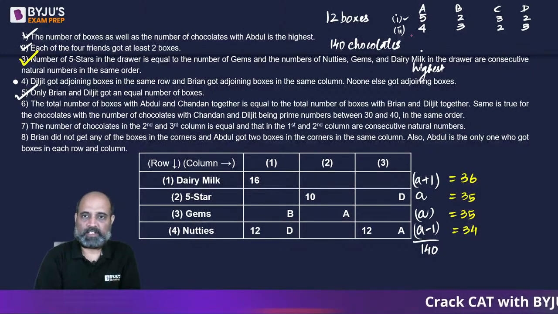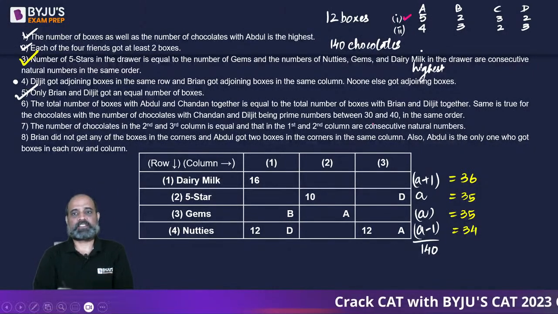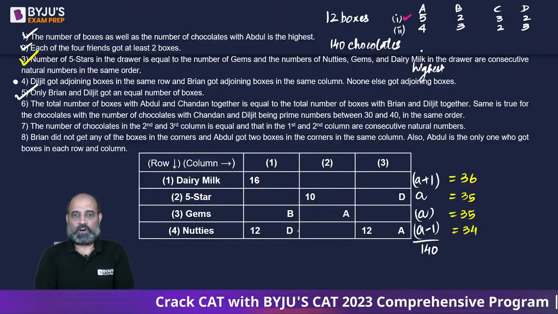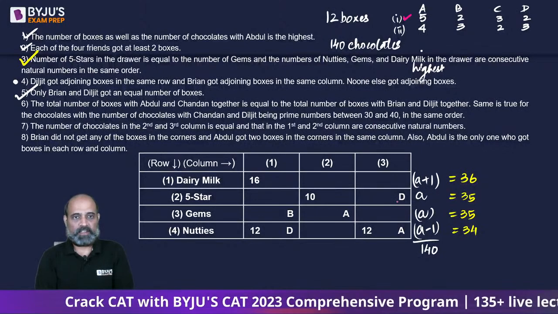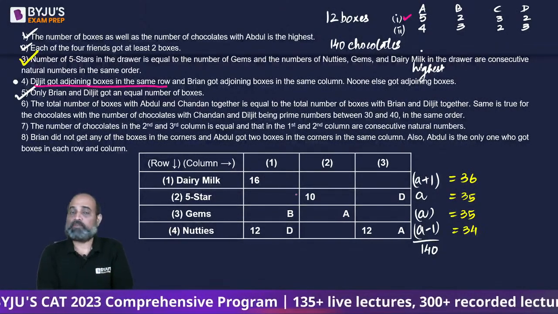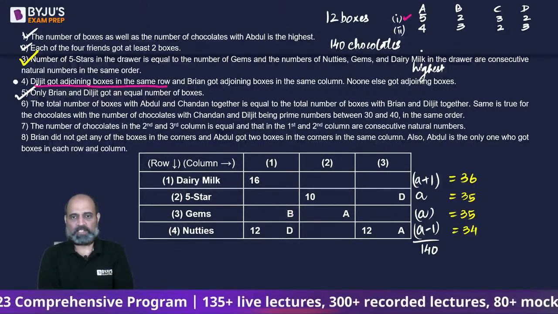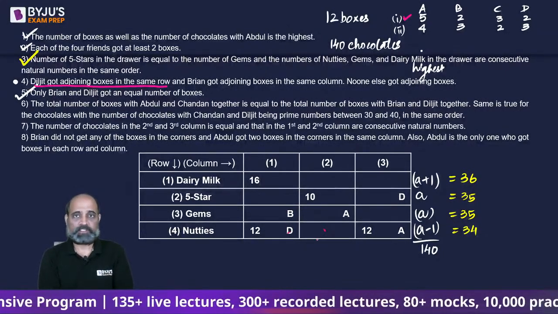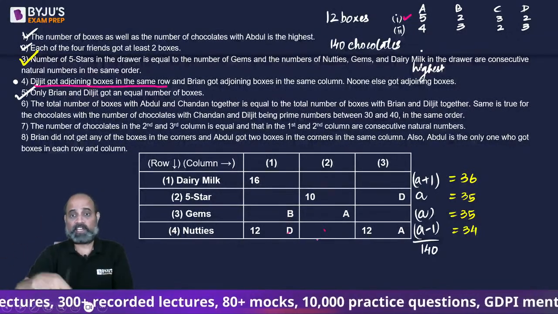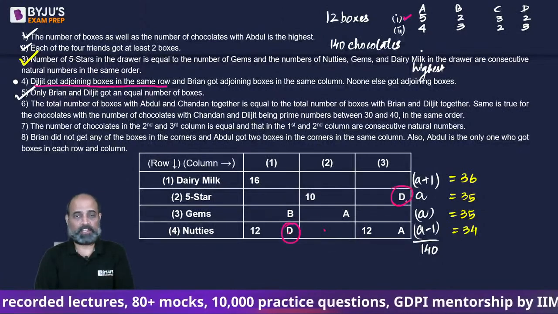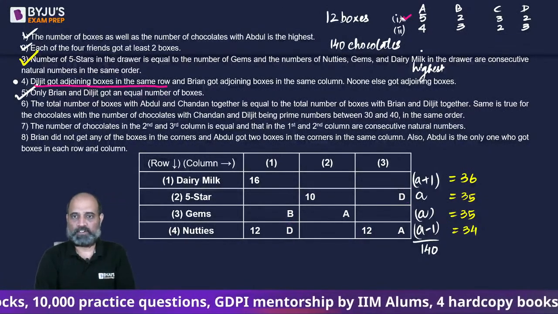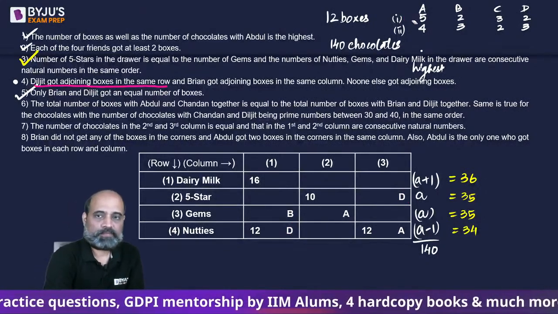Okay. I'll take a different color marker. First case. A gets 5, B gets 2, D gets 2. D already has 2, isn't it? And if D already has 2, can Diljit get adjoining boxes in the same row? Adjoining means side by side in the same row. Not possible, right? There are 2 D's there and 2 B's. 2 D's are already here. One D is here, one D is here. They are not adjoining. So this tells us that the first scenario is definitely not possible. Let's remove this.